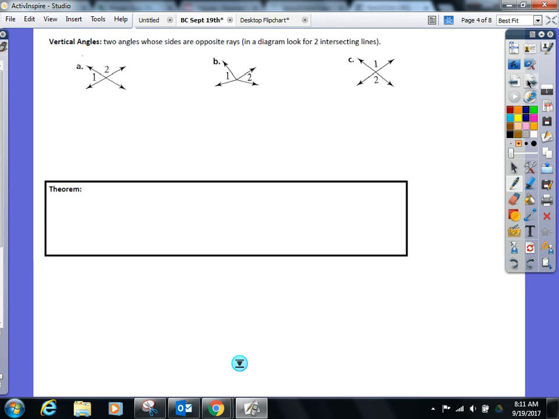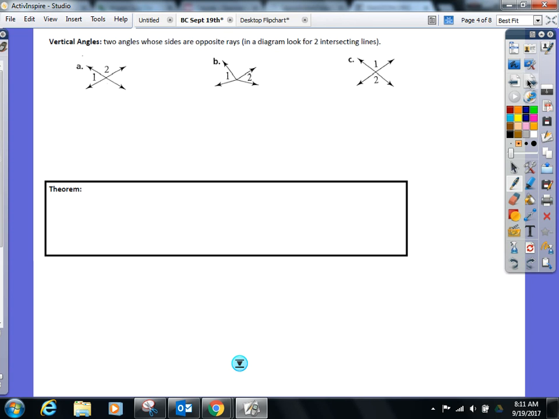Okay, one more topic before I let you go on your own. Vertical. Anybody heard of vertical angles before? Vertical, yes, a couple of you guys. All right. Here's basically what vertical angles are. You draw two intersecting lines, and they're opposite each other. Those are vertical angles. Two lines intersecting each other, and the angles are opposite.